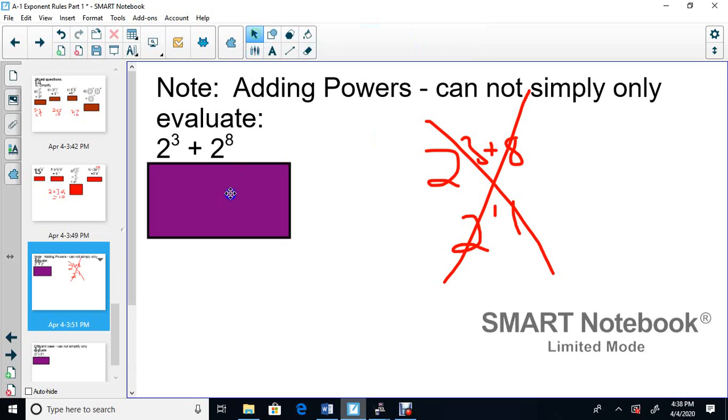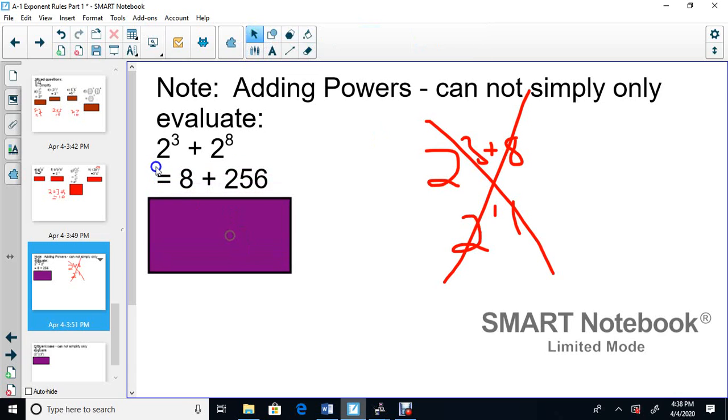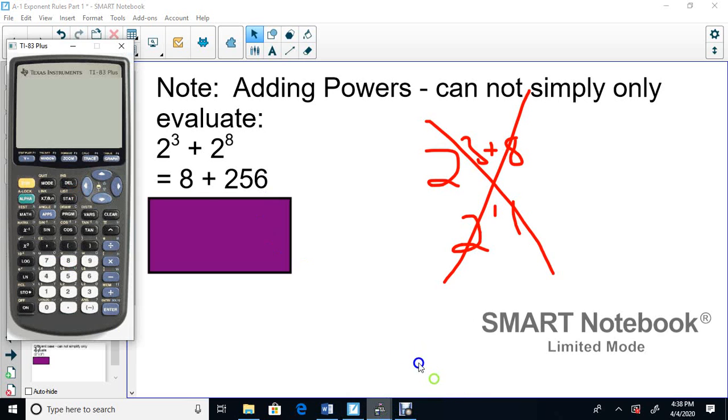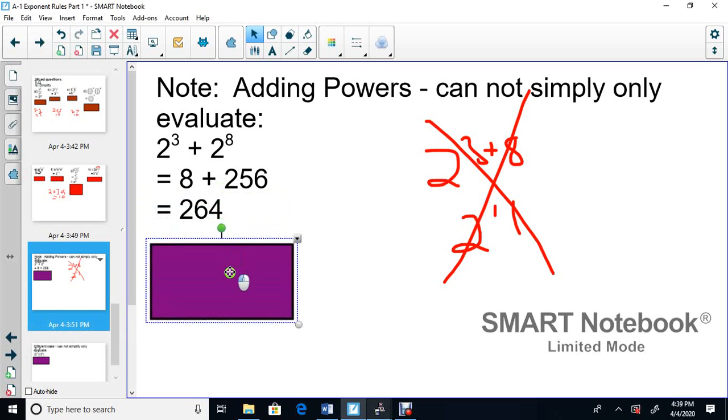For this particular case, you do 2 times 2 times 2 on your calculator, which is 8, and 2 to the power of 8 is 256. If you go to your calculator, you can do this in one step. You don't have to do it in multiple steps. You go 2 to the power of 3, plus 2 to the power of 8. It equals, and you get 264. So our final answer here is 264.